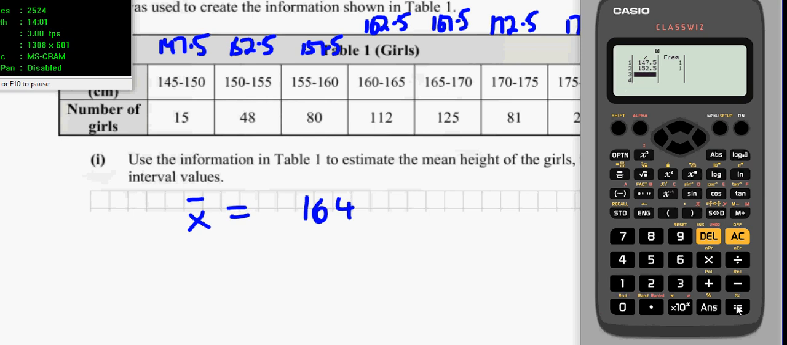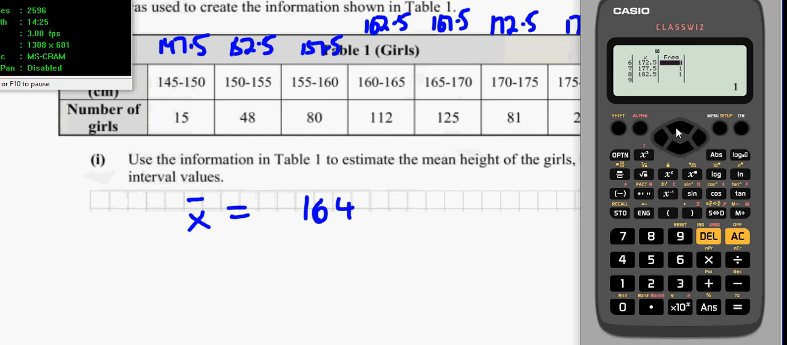So I'll just do 147.5, 152.5, 157.5, 162.5. I'm just currently counting up in fives, so I don't have to look up too much. Then I have to go 172.5 and 177.5. So 177.5 the last one. So there is a lot of work in this.